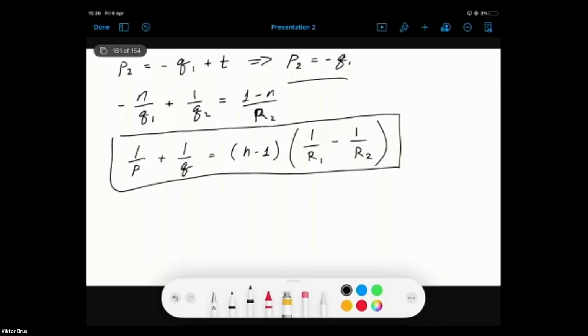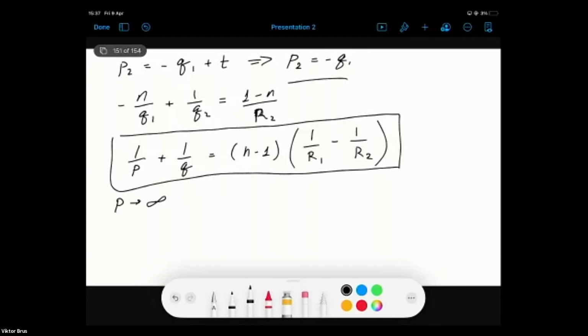Now we can consider one special case when P approaches infinity, meaning that the object, the image of which we want to build, is located very far from the lens. This means that rays coming from this object are kind of parallel to the principal axis.